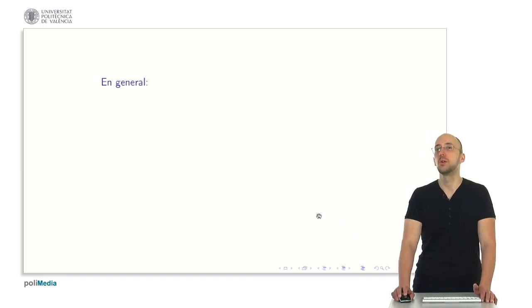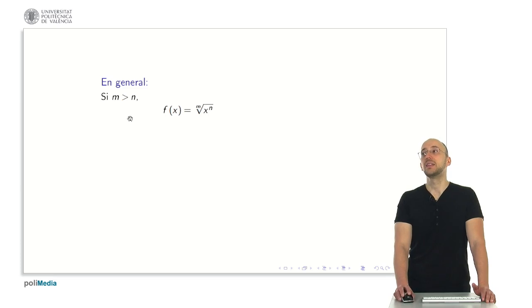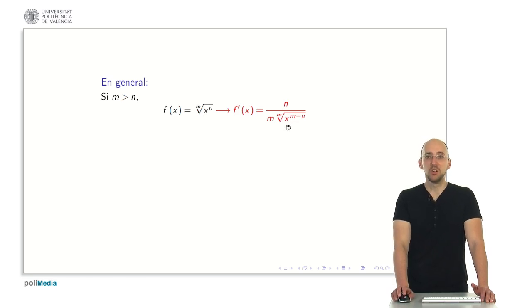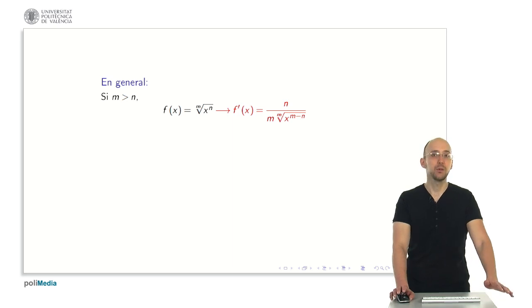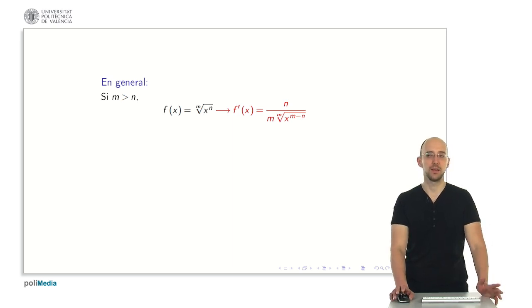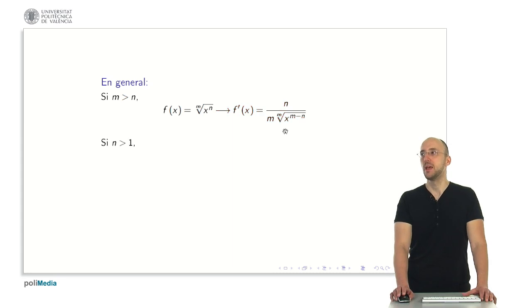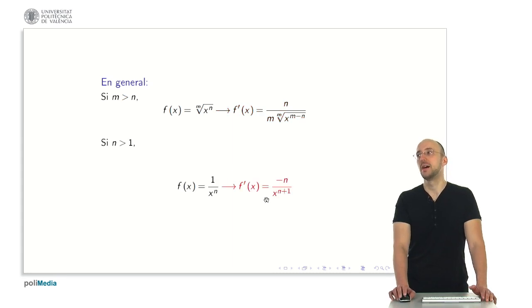Here I put 2 formulas in general. If m is greater than n, then the derivative of the m-th root of x raised to the power of n has this form. I think it is not necessary to learn this formula. It is better to deduce it every time, except the most used, as for example, the root of x. And if n is bigger than 1, then the derivative of 1 over x raised to the power of n is, in general, minus n over x raised to the power of n plus 1.